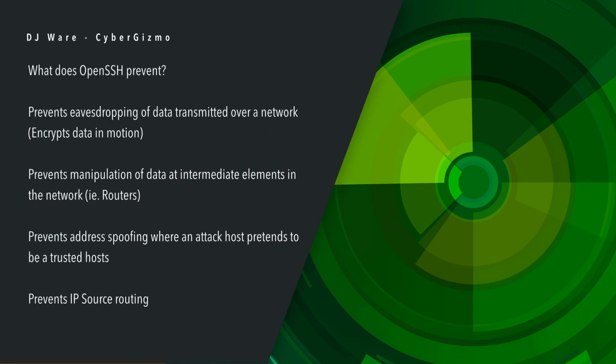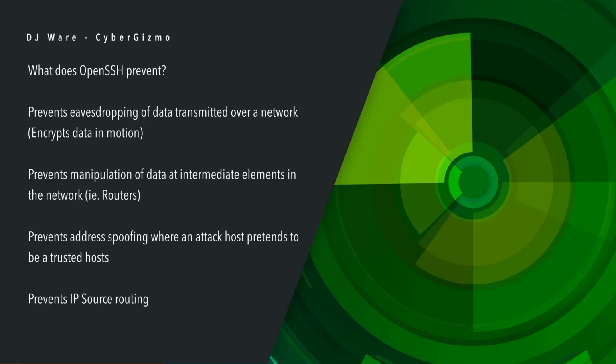But what does OpenSSH prevent? It's really designed to prevent eavesdropping of data that's transmitted over a network. There are 2 tenets of security: encrypting data at rest and encrypting data in motion. So this is really addressing the encryption in flight. It prevents the manipulation of that data at the intermediate elements in the network, for example, routers. Now, some protocols, in order to cross a routing boundary, have to decrypt and re-encrypt on the other side in order to continue on, but SSH does not need to do that.